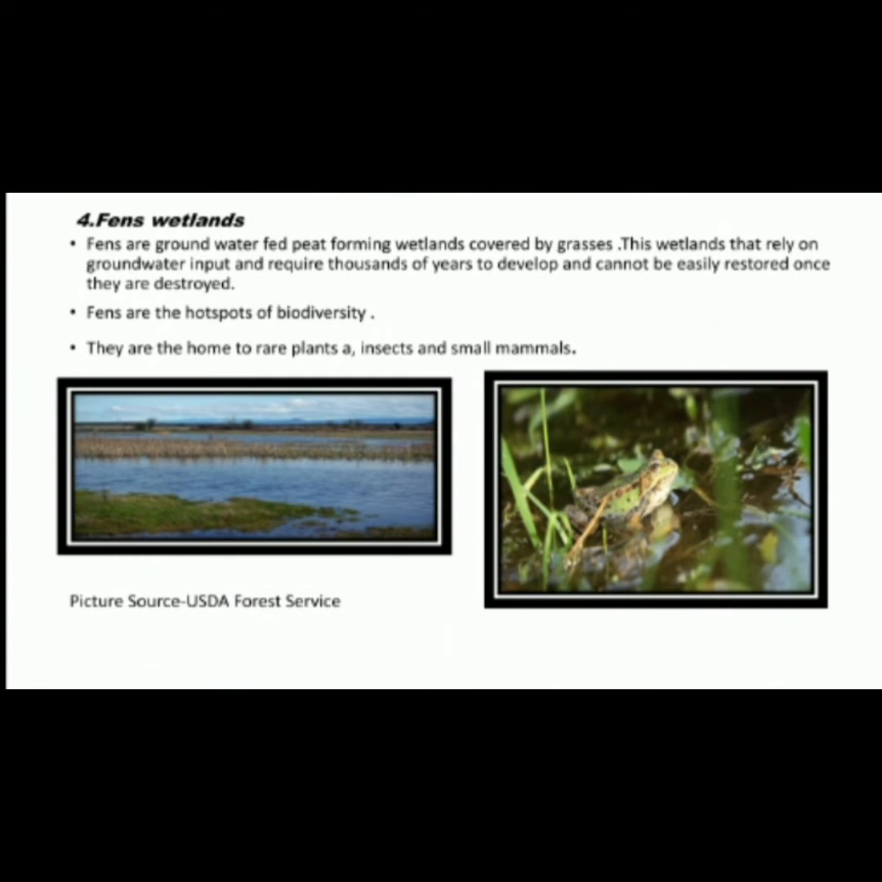The fourth one is fen wetlands. Fens are groundwater-fed, peat-forming wetlands covered by grasses. These wetlands rely on groundwater input and require thousands of years to develop, and cannot be easily restored once they are destroyed. Fens are a hotspot of biodiversity. They are home to rare plants, insects, and small mammals.